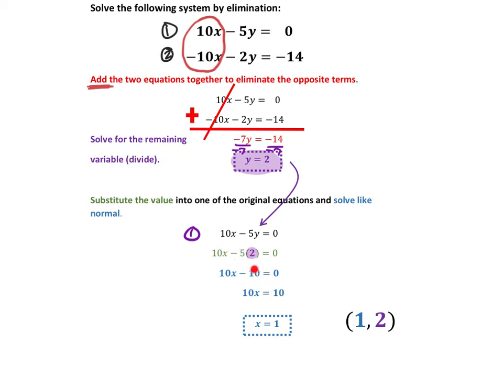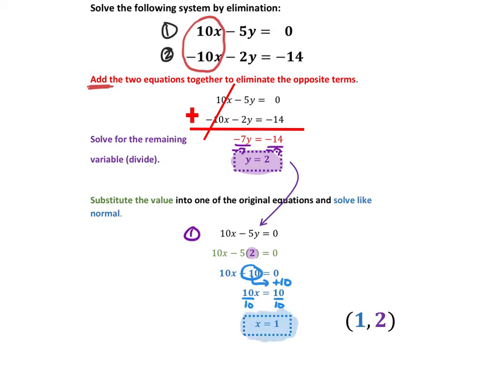Negative 5 times 2 is negative 10. So my equation would read 10x minus 10 equal to 0. I would take the negative 10 over to the other side. It crosses the line, so it changes the sign. 0 plus 10 is 10. And then I would divide by 10 on both sides so that x is equal to 1.